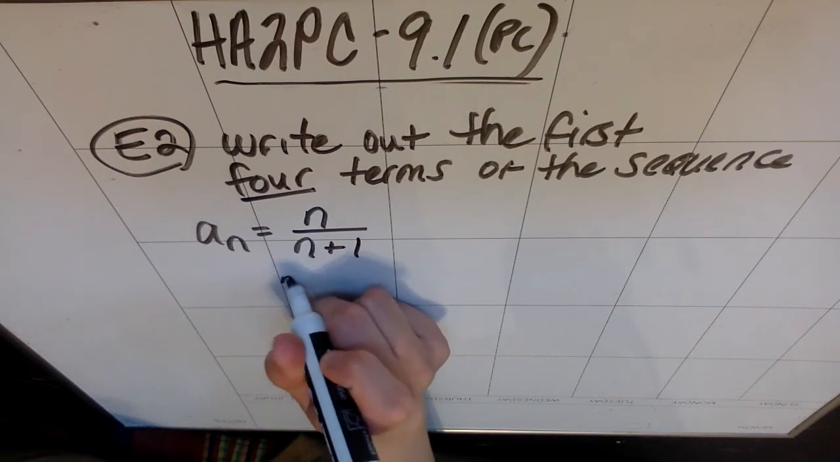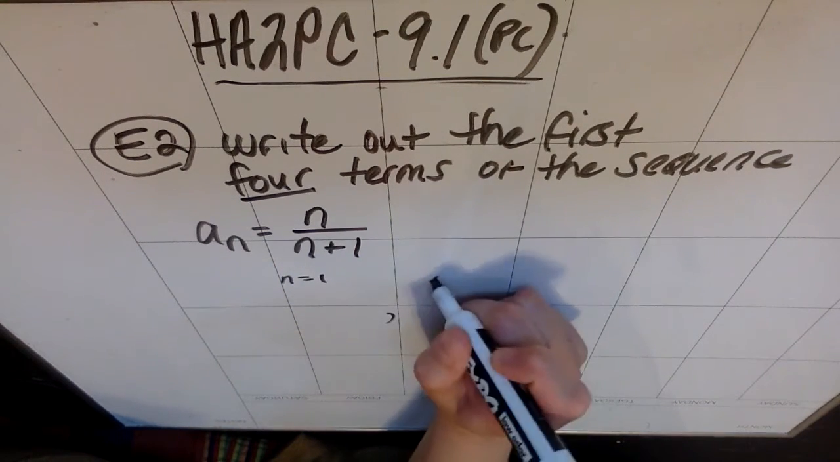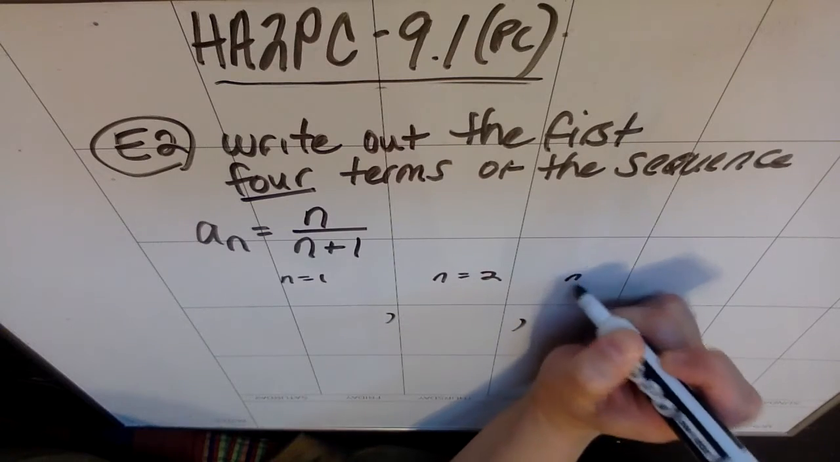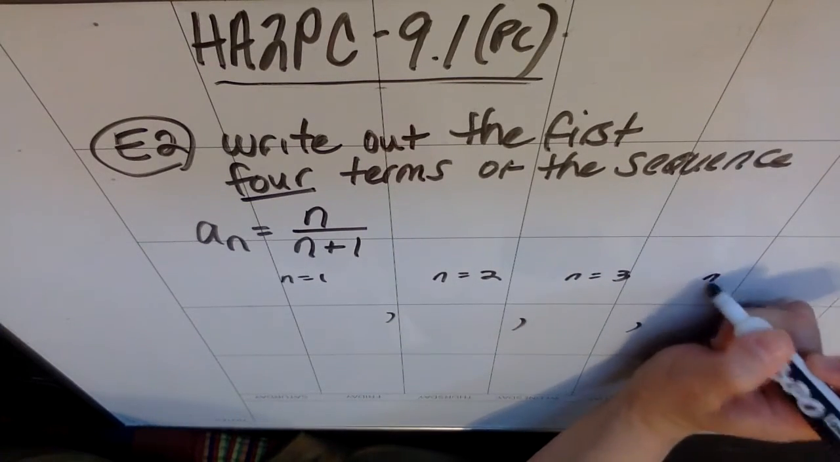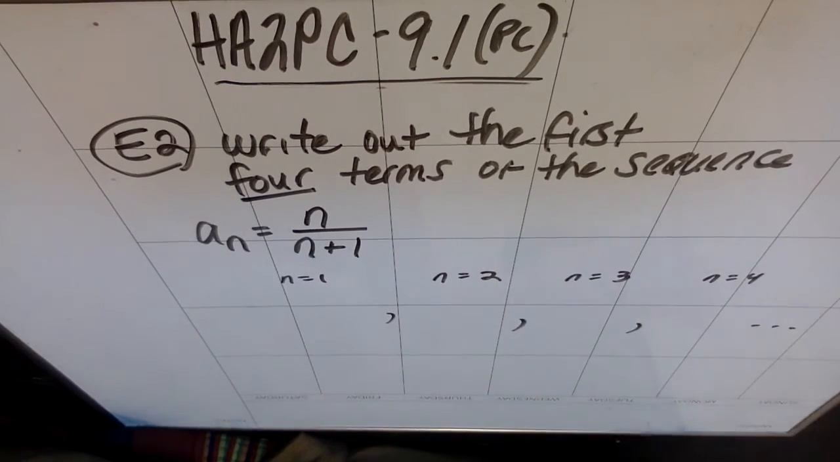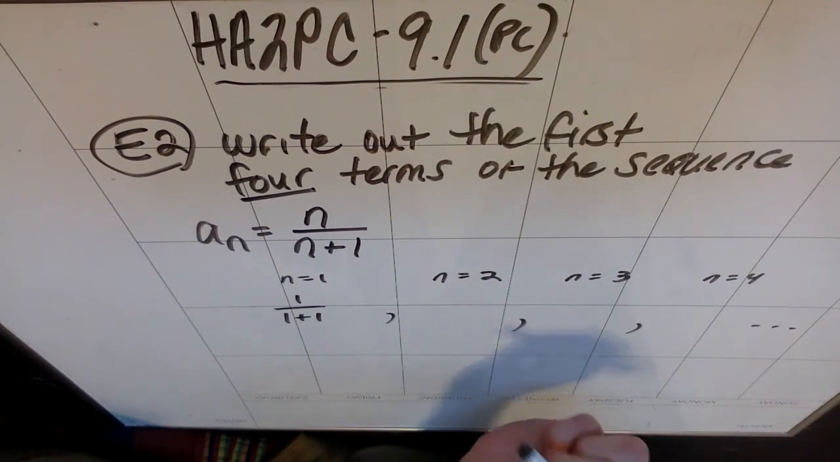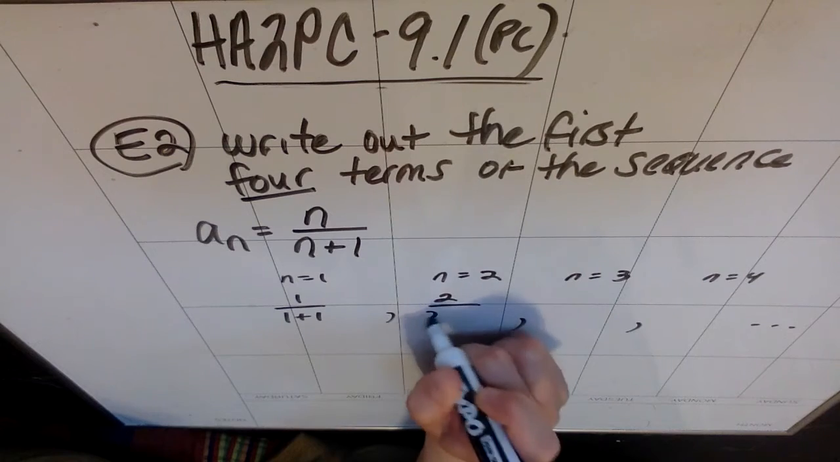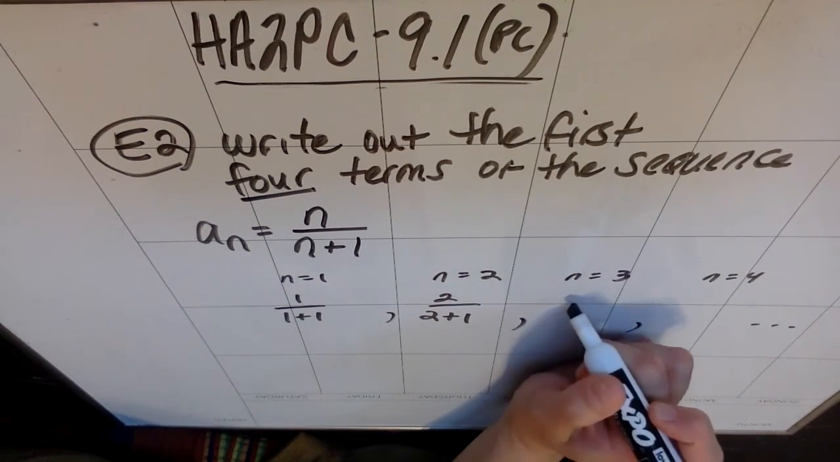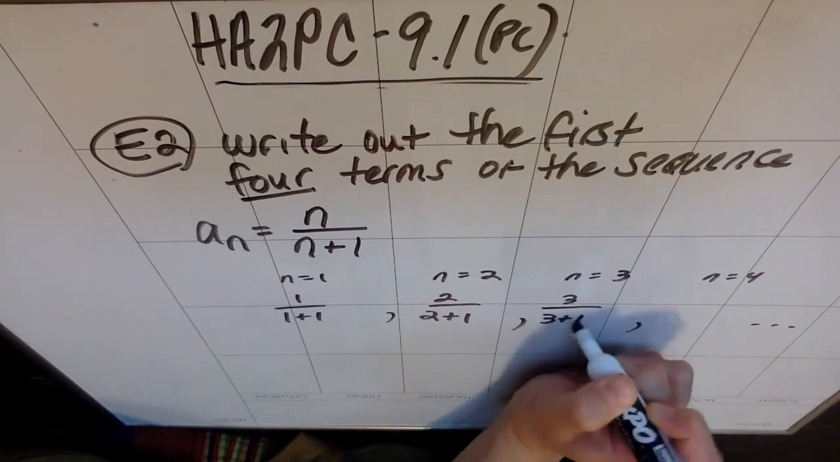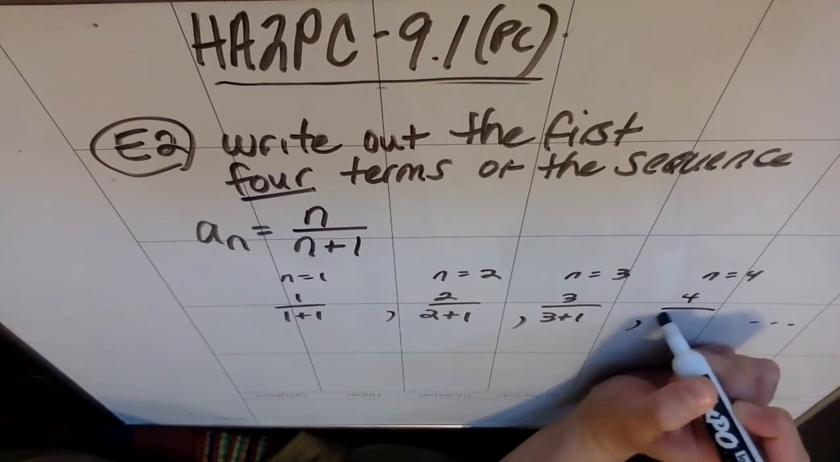So again, what I'm going to do is plug in n is 1, n is 2, n is 3, and then I'm only going to go up to where n is 4 because it said the first 4 terms, dot, dot, dot, right? So when I plug in n is 1, I'm going to get 1 over 1 plus 1. When I plug in n is 2, I'm going to get 2 over 2 plus 1. When I plug in n is 3, I'm going to get 3 over 3 plus 1. And when I plug in n is 4, I'm going to get 4 over 4 plus 1.